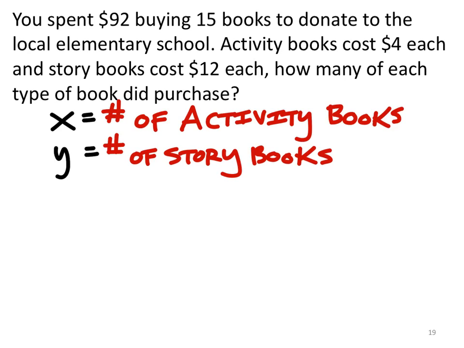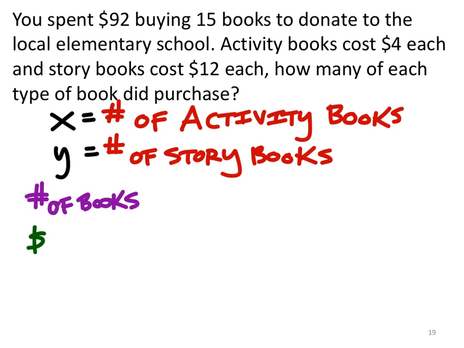That first sentence should give us an equation. You spent $92 buying 15 books to donate to the local elementary school. Well, we might be able to make two equations from it. Here's what they've told us. They've told us totals, two different totals. One is the amount of money spent, and the other one is the number of books. So we got an equation based on number of books, and then that second equation will be based on dollars spent.